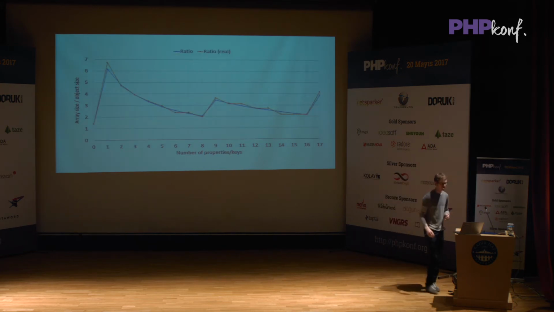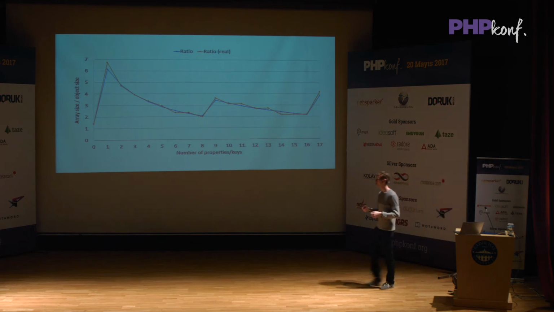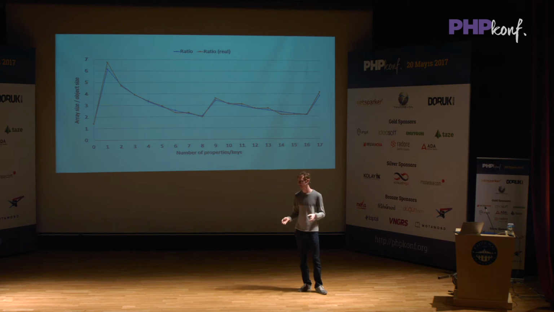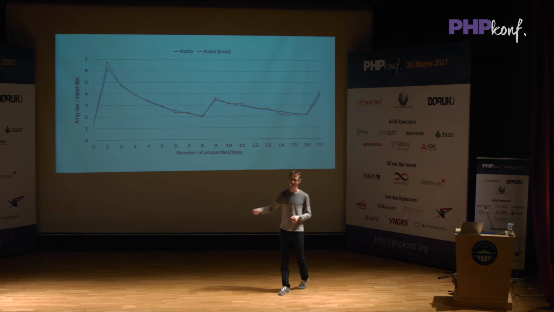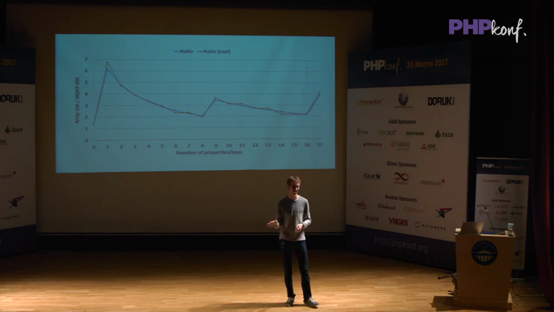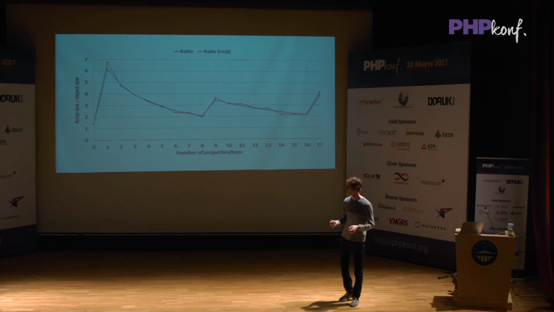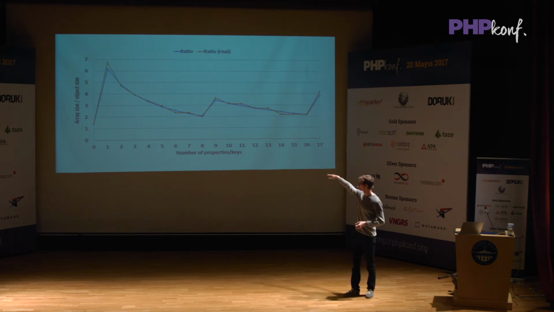So this graph shows exactly the same thing, just as a ratio. How much more memory does an array use than an object? And you can see that if you have an array with only a single element, then it will use something like 6 or 7 times more memory than an object. So that's the extreme case. And then it somehow tapers off a bit and does a jump. I'll talk about the jump in a moment.